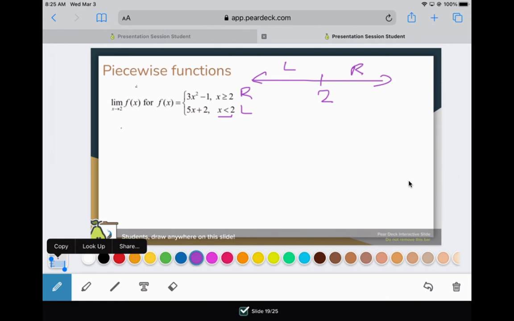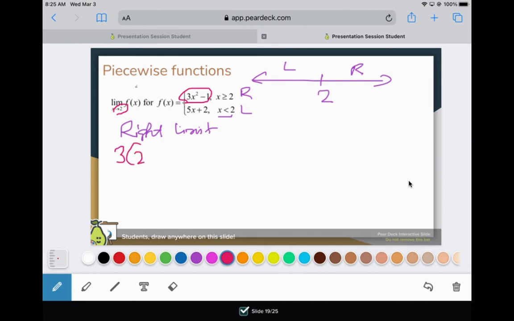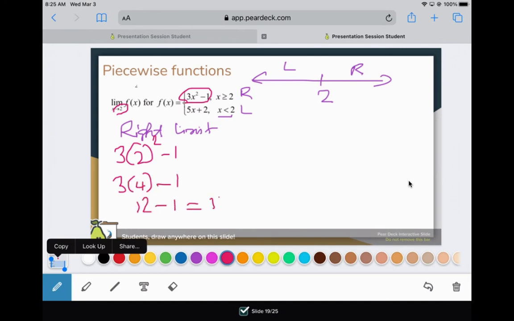So here's what we're going to do. We're going to find the right limit. To find the right limit is really simple. I use this function and plug in the value that is given to me, which is 2. So 3 times 2 squared minus 1, 3 times 4 minus 1, 12 minus 1, so this gives me 11. So this is the right limit. I'm doing the same thing to find the left limit. What do you think I should do to find the left limit? Can you guess what I would do next?